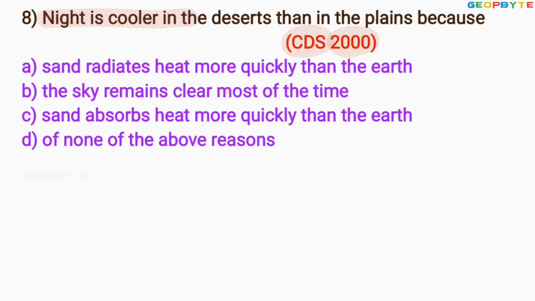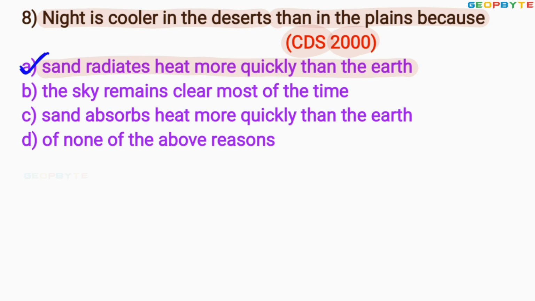Similarly, the next one, look at the next one asked in 2000 for CDS exam. Night is cooler in the deserts than in the plains because, option A, sand radiates heat more quickly than the earth. Absolutely correct. Because of the more heat transfer by radiation from the sand than from the earth, the nights are cooler in the desert areas. Therefore, option A is absolutely correct.